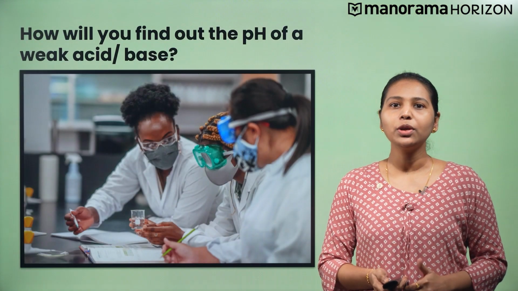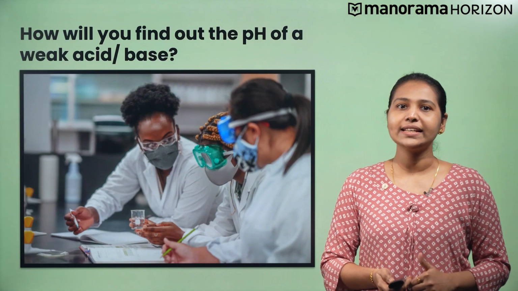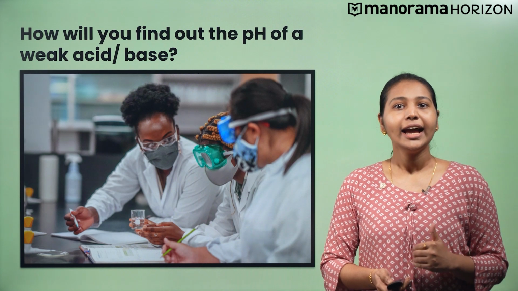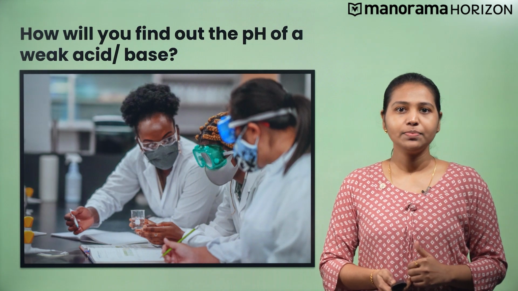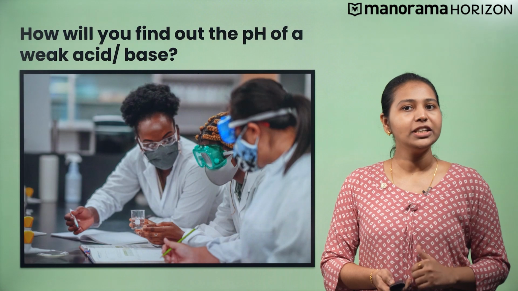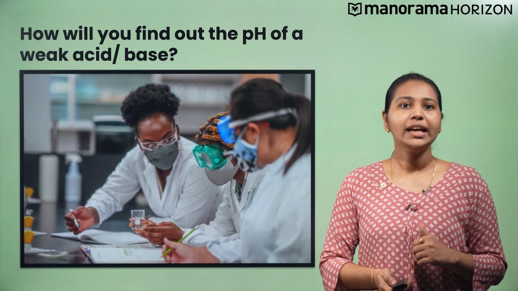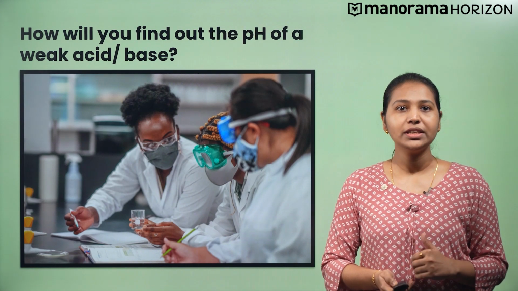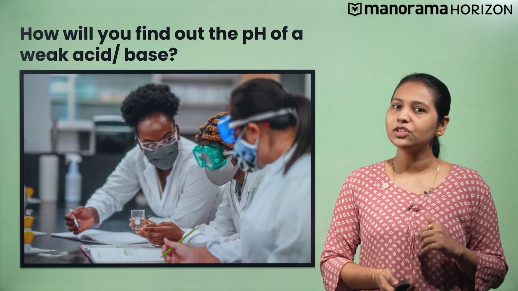You are given a 0.1 normal solution of hydrocyanic acid, a weak acid, and are asked to calculate its pH. You don't have a pH meter or pH paper with you. What will you do? In fact, even if you have a pH meter, do you think that you can calculate the pH of a weak acid?